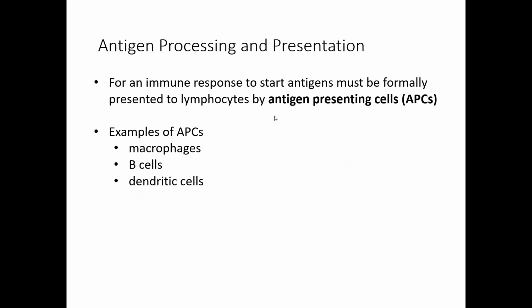So if we have antigens and antibodies and MHCs, we keep talking about how they're going to present to one another. So we have what is known as antigen processing and presentation. Before your immune system can respond, it needs a heads up that, hey, we have something coming. We have an invader. That's the job of the antigen presenting cells, or the APCs. Examples of APCs are macrophages, B cells, dendritic cells. But technically, as we just saw, all cells have the ability to be APCs. Just the most common ones are macrophages, B cells, and dendritic cells.